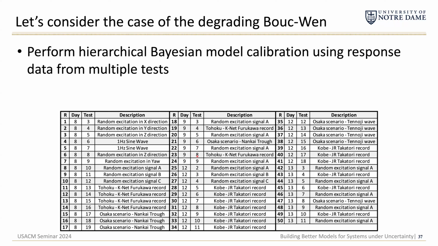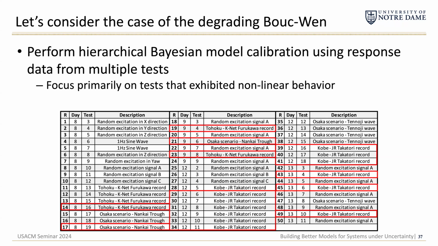And we want to perform a hierarchical Bayesian model calibration using response data from multiple tests. Again, I realize this is a rather ugly test matrix I keep putting in front of you, but we're going to focus on tests that exhibit strong nonlinear behavior. So we select a variety of tests from this. I believe it's about 17 in total.